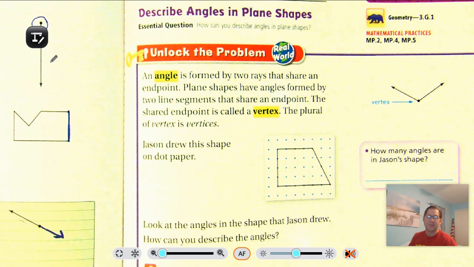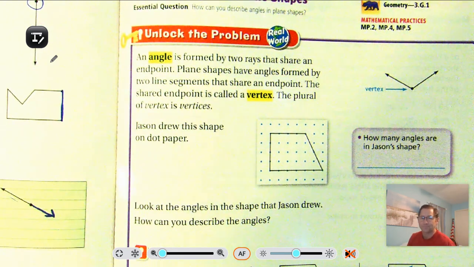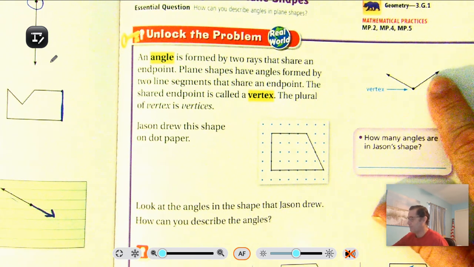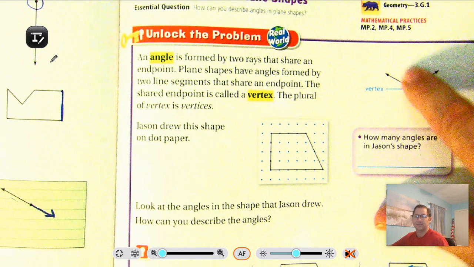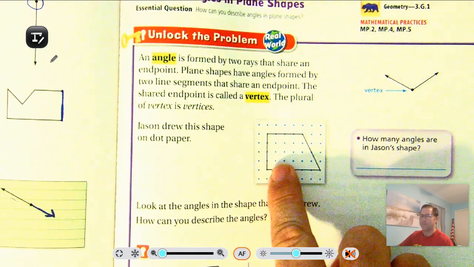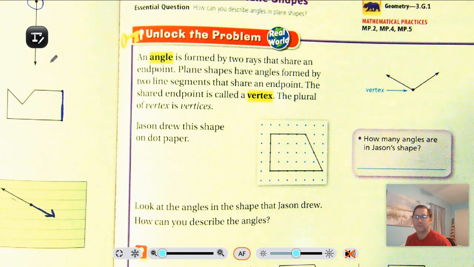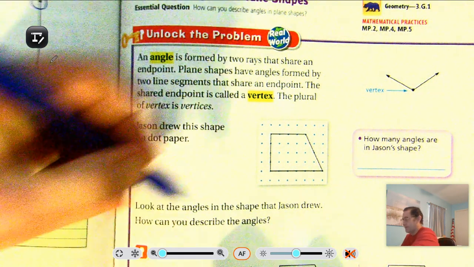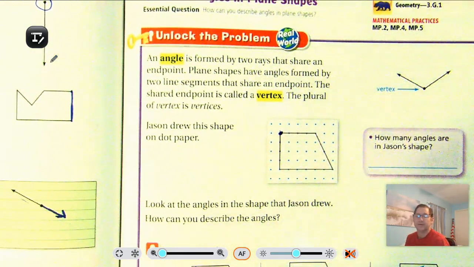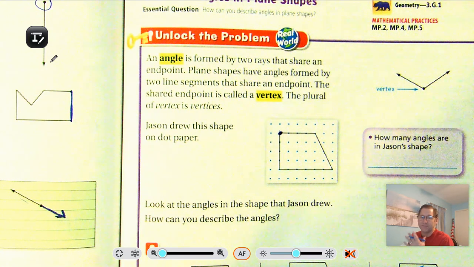So Jason drew this shape on dot paper, and it wants to know how many angles are in Jason's shape. And so let's look at this angle here. So we have these rays, in a sense, sharing an endpoint. Okay, so how many line segments come together to share an endpoint? Well, we can easily do that by drawing the vertex where the two line segments meet.